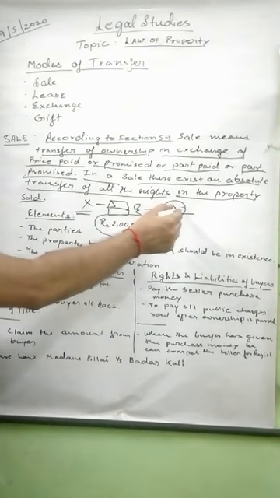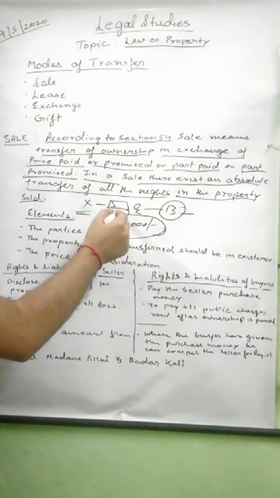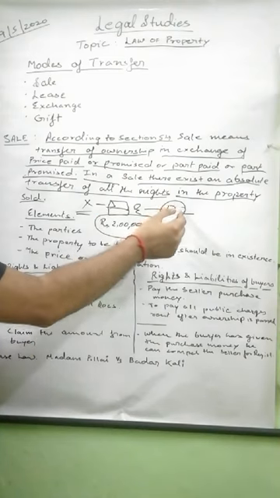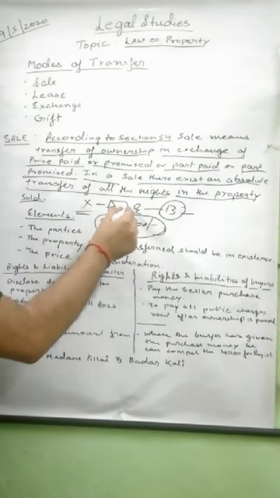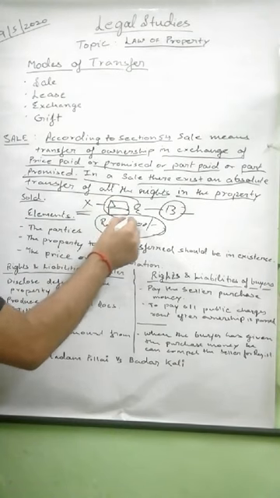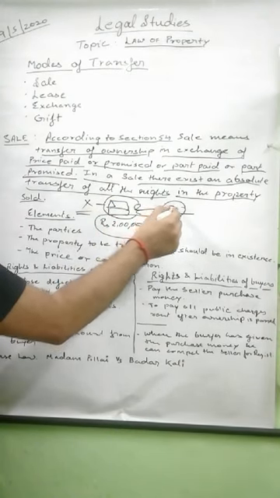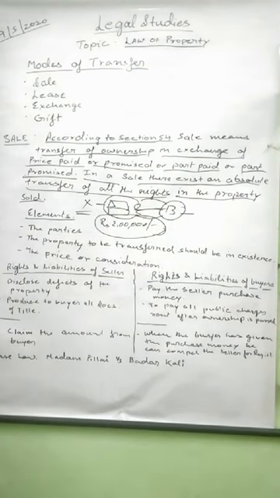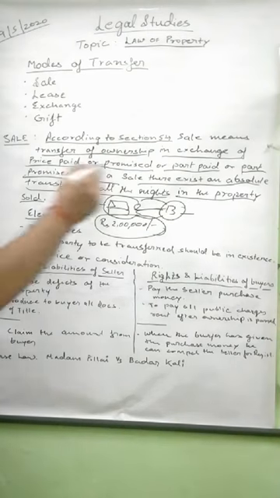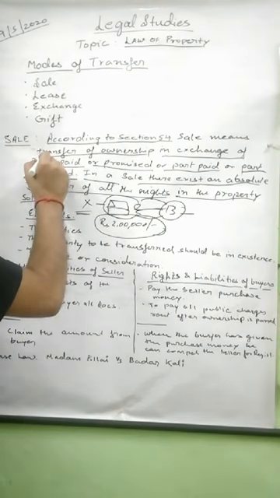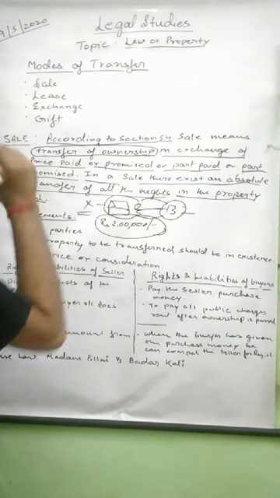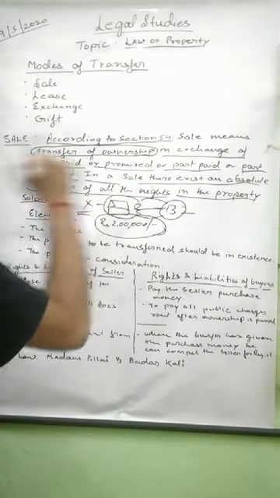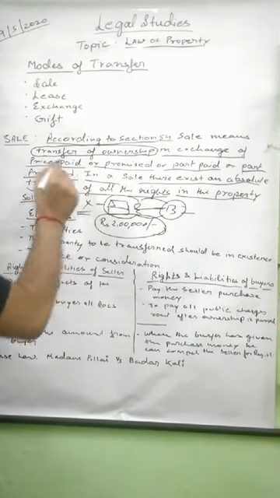So when X sells the house to B, B will enjoy absolute right. This property will become B's property and B will have the complete ownership of this property. Again, this point is very important: in sale there is a transfer of ownership in exchange of price.